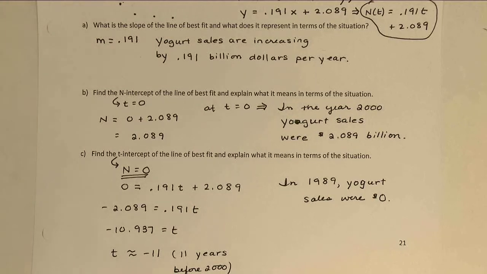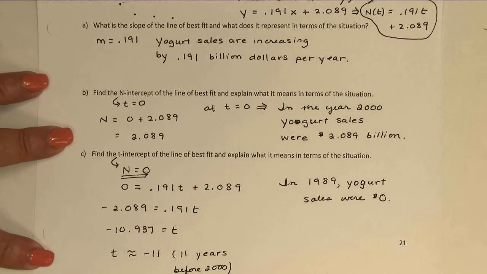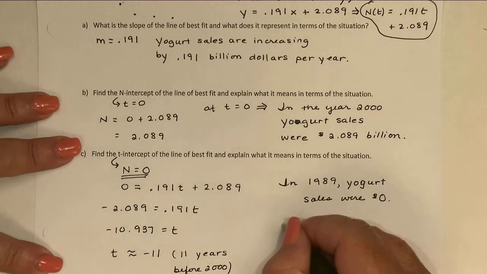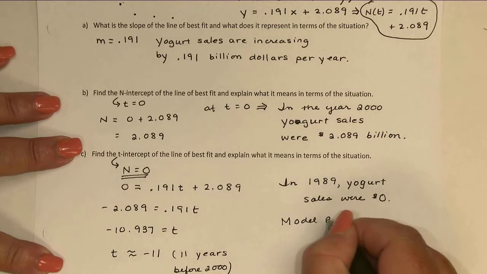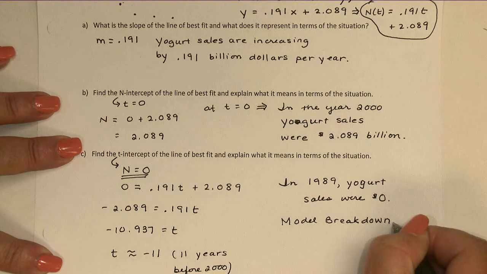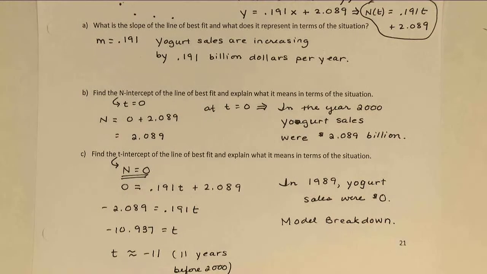In this case, a lot of you weren't alive probably in 1989, but I go back that far, and I can tell you that although certainly yogurt wasn't as popular as it is today, we did have yogurt. And so I know that that's definitely an incorrect statement. When your model predicts something that is definitely incorrect, we call that model breakdown. And I'd like you to get in the habit of writing that down when you recognize an answer that's not reasonable. Okay, I know there was yogurt sales in 1989, so this is model breakdown.